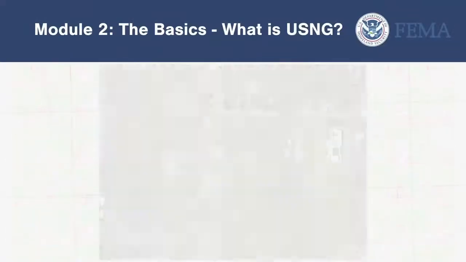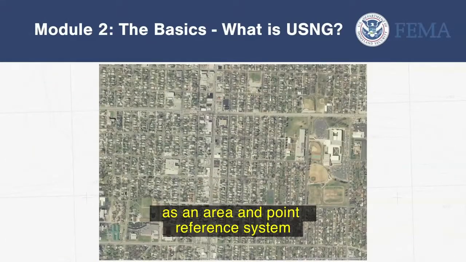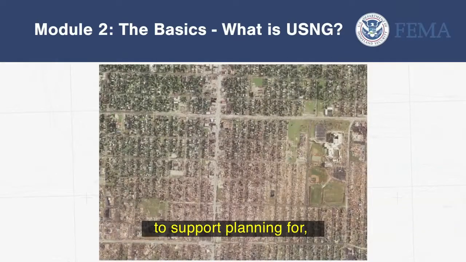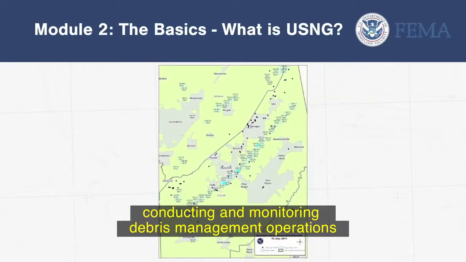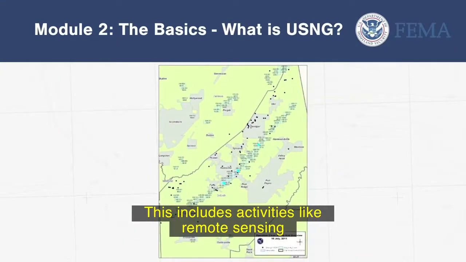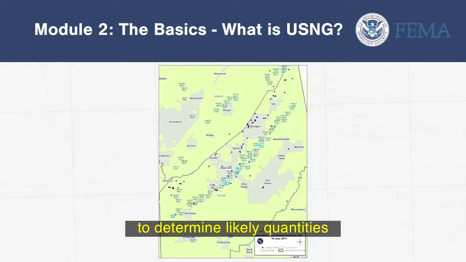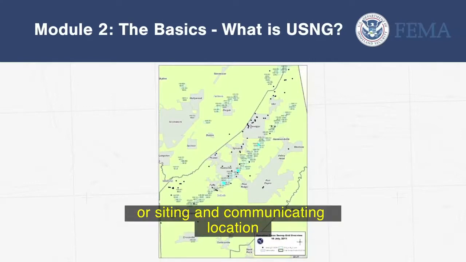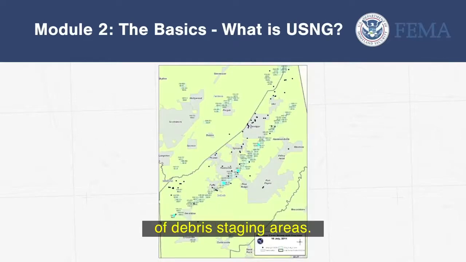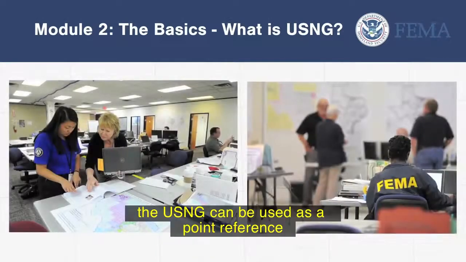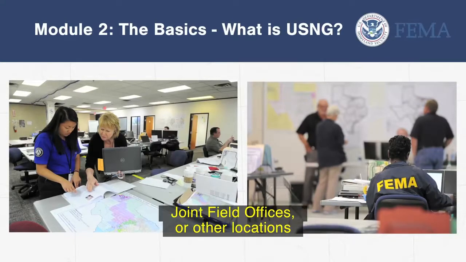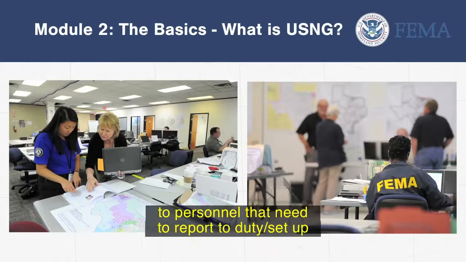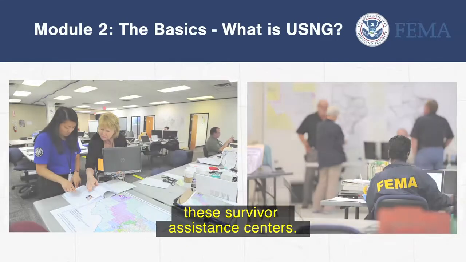The USNG can be used as an area and point reference system to support planning for, conducting, and monitoring debris management operations. This includes activities like remote sensing to determine likely quantities and types of debris, or sighting and communicating location of debris staging areas. Additionally, the USNG can be used as a point reference to communicate disaster recovery centers, joint field offices, or other locations to personnel that need to report to duty and/or set up these survivor assistance centers.